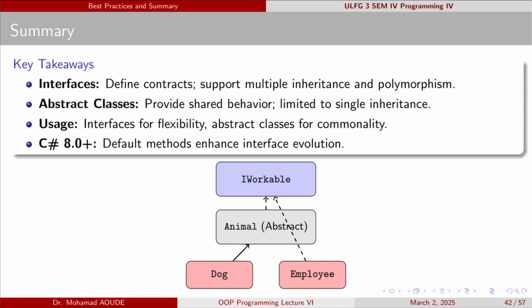Quick recap. Interfaces equals contracts that enable multiple inheritance and polymorphism. Abstract classes equals shared logic but with single inheritance. Use interfaces for flexibility, abstract classes for commonality, and remember that default interface methods allow evolution without disruption.